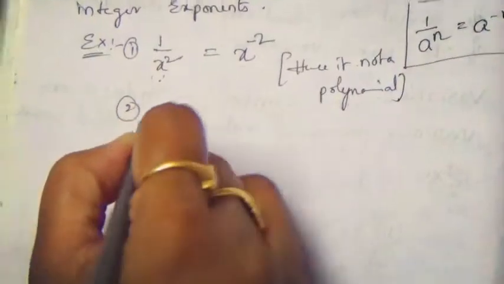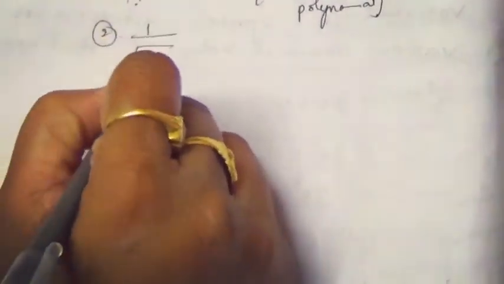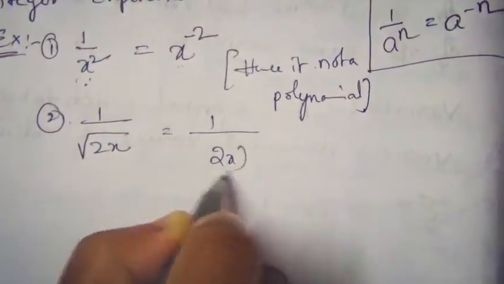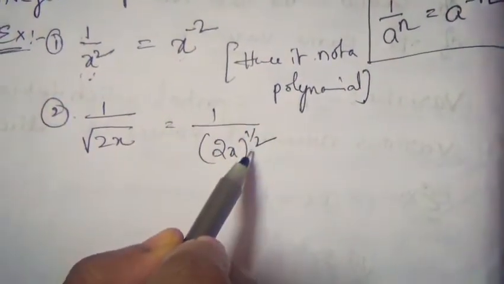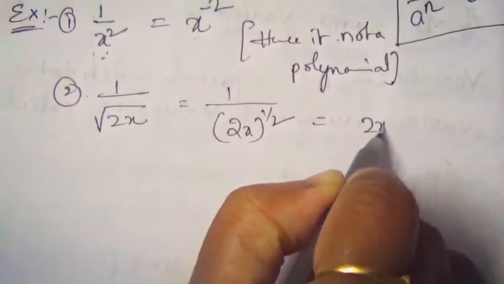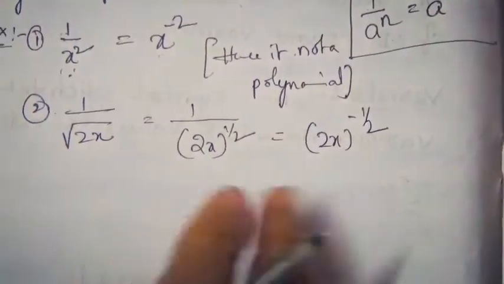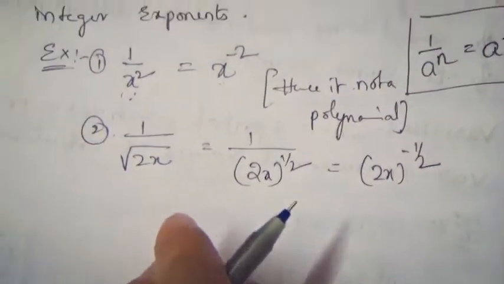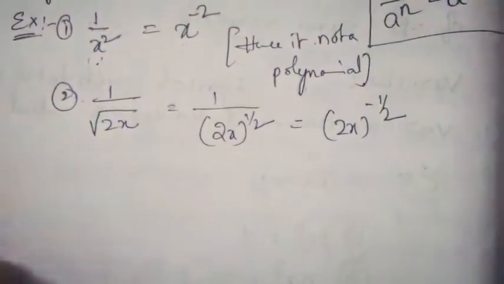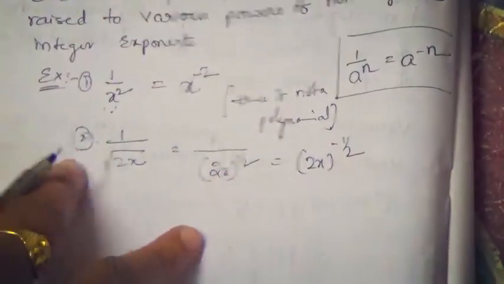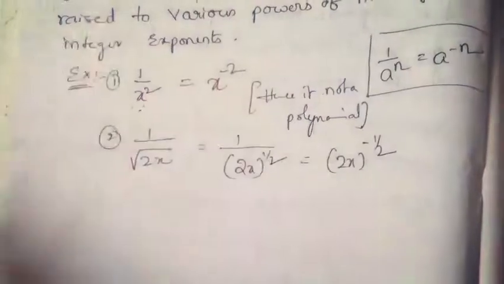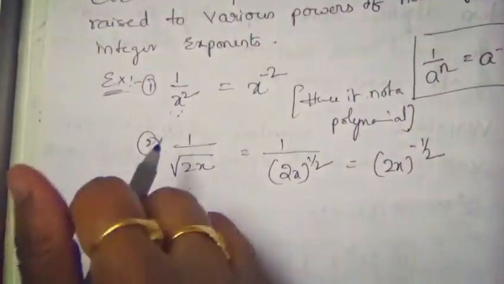So the second example, 1 by square root of 2x. How can we write this? 1 by 2x to the power of 1 by 2. The square root changes into a power of 1 by 2. If you write this expression like this, it is 2x to the power of minus 1 by 2. Is it a polynomial? No, it's not a polynomial. Why? Because we have a negative power. These are examples of negative powers, so this kind of expression we can't call a polynomial.